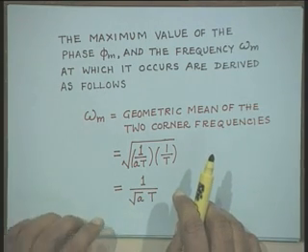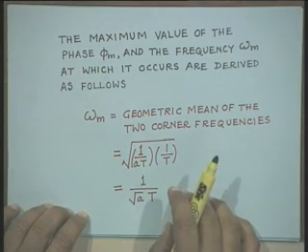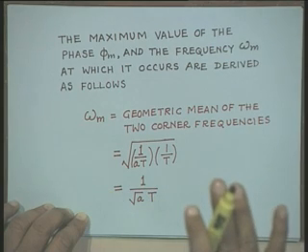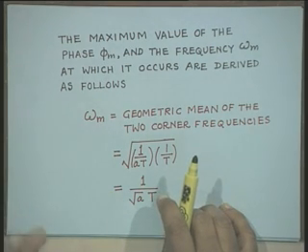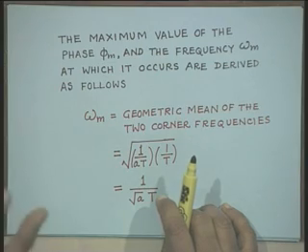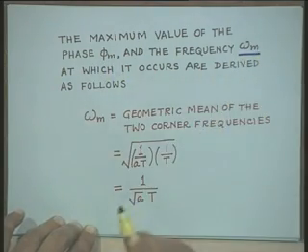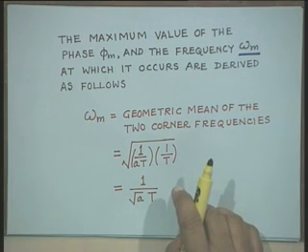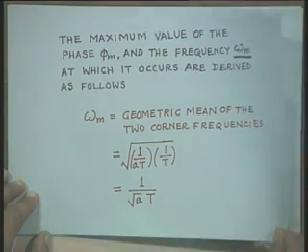The idea here is that when you plot the phase angle versus frequency for this transfer function, the maximum phase angle will occur at a frequency equal to omega m, and this frequency is the geometric mean of these two corner frequencies.